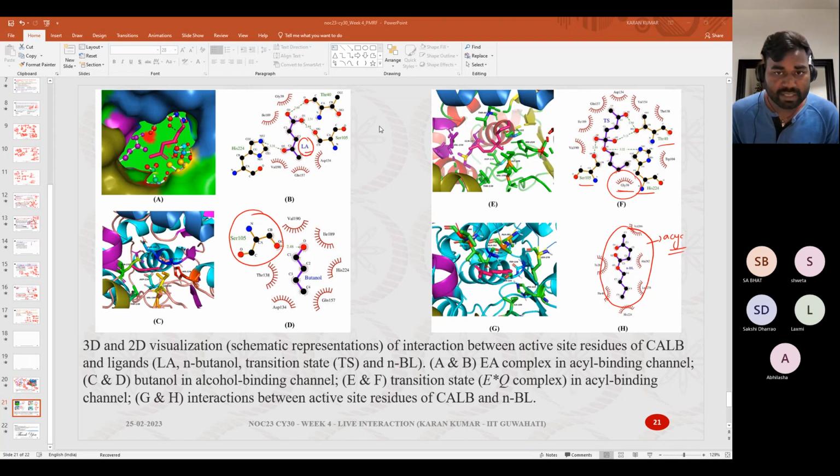Now the enzyme is transformed into an intermediate, which is important for binding of the second substrate. The second substrate B will come and bind, and then finally the product will be released, and the enzyme is transformed to its native state. This is what is represented here. This is the catalytic site of Candida antarctica lipase B, which is composed of serine 105, glutamine 157, threonine 40, histidine 224, and aspartic acid 187.